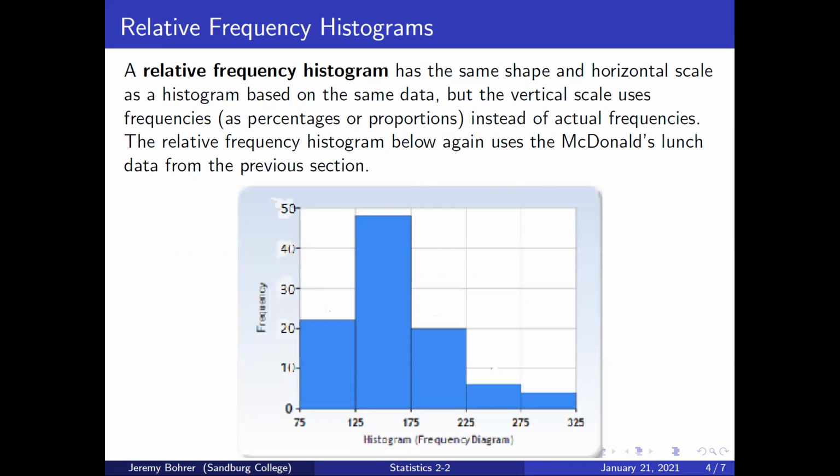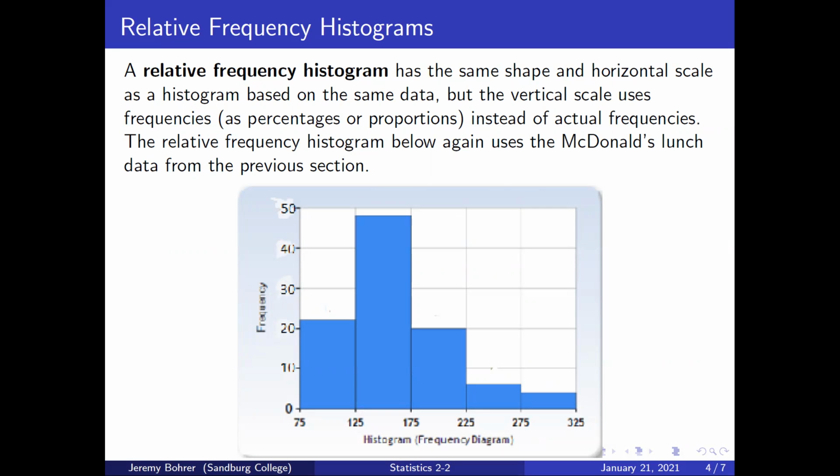A relative frequency histogram has the same shape and horizontal scale as a histogram based on the same data, but the vertical scale uses frequencies as percentages or proportions instead of actual frequencies. The relative frequency histogram below again uses the McDonald's lunch data from the previous section.